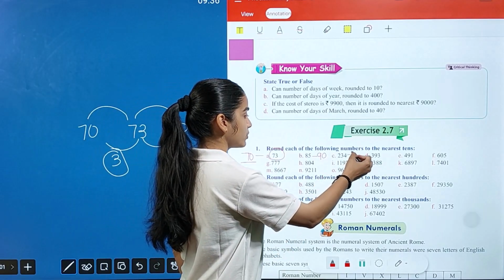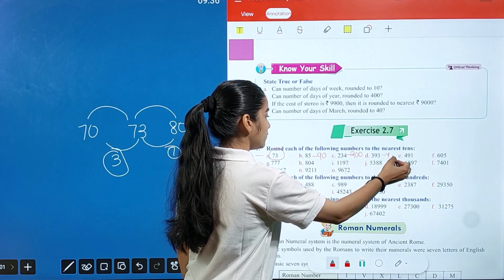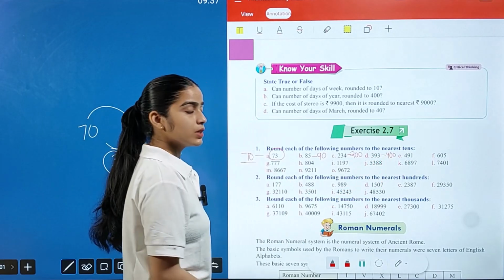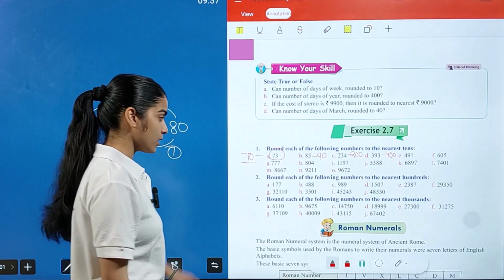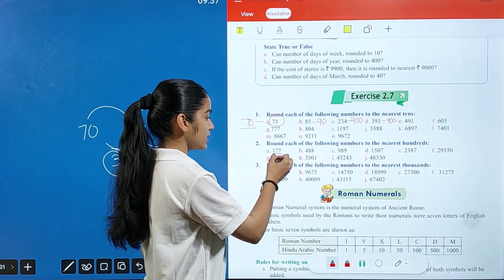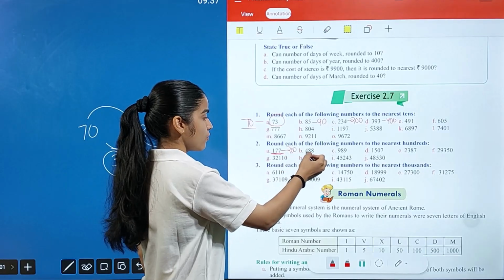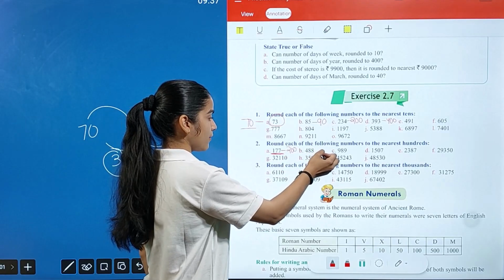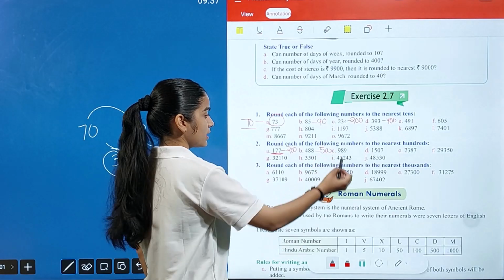235 will be shifted to 200. 393 will be shifted to 400. In the same way, you can write your answer for the rest of the parts you have in question number 1. Now round each of the following numbers to the nearest 100. So 177, where we have to move to 200. Okay. 488, where we have to move to 500.